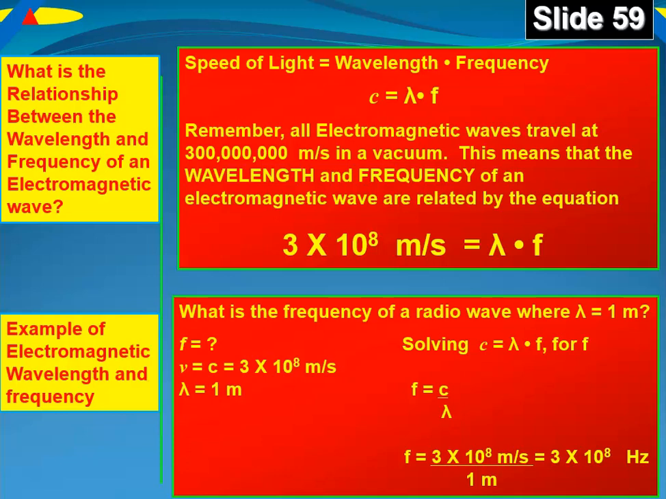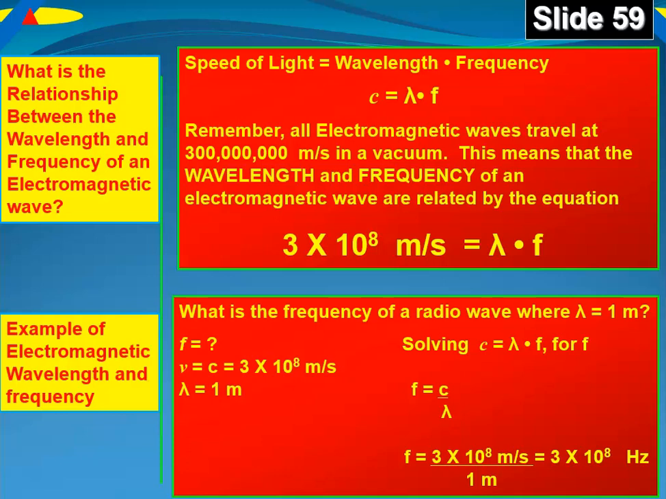So here's a simple problem down below. It's just another problem broken down for you. What is the frequency of a radio wave where lambda equals 1 meter? The wavelength is 1 meter. So you're looking for frequency. The velocity of the wave is the speed of light, since it's a radio wave, that's a type of electromagnetic wave. And we're going to get into the types of electromagnetic waves that there are. And that's 3 times 10 to the 8th meters per second. And lambda is 1 meter.